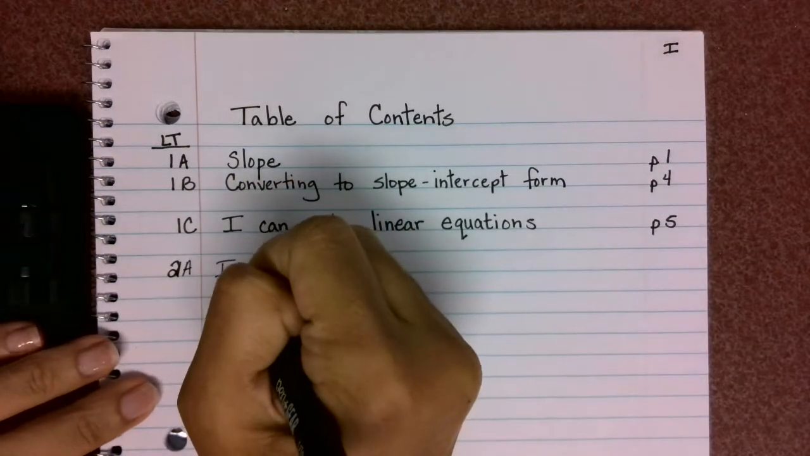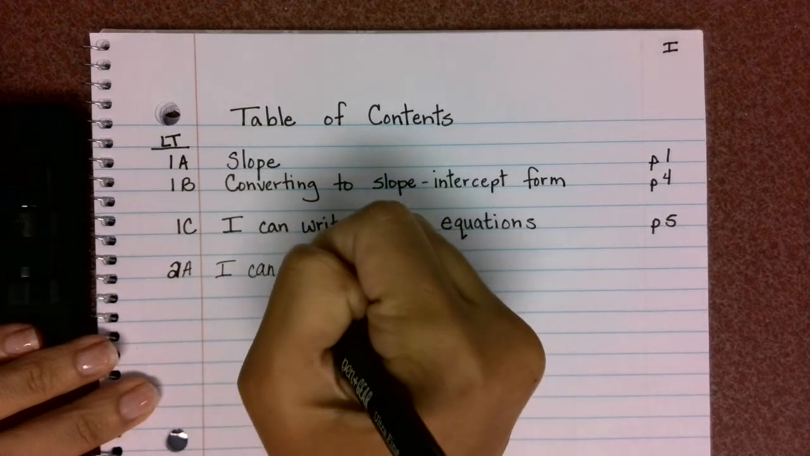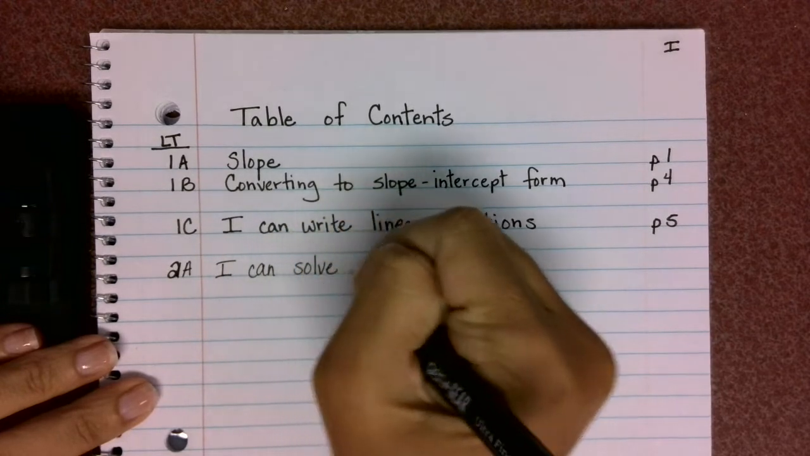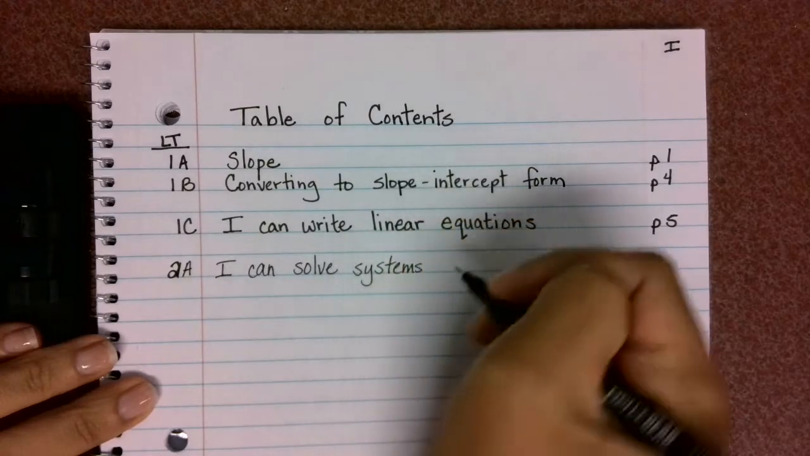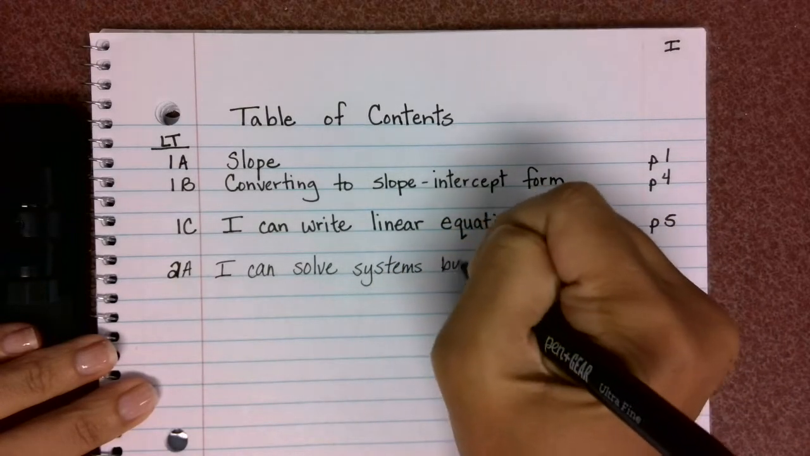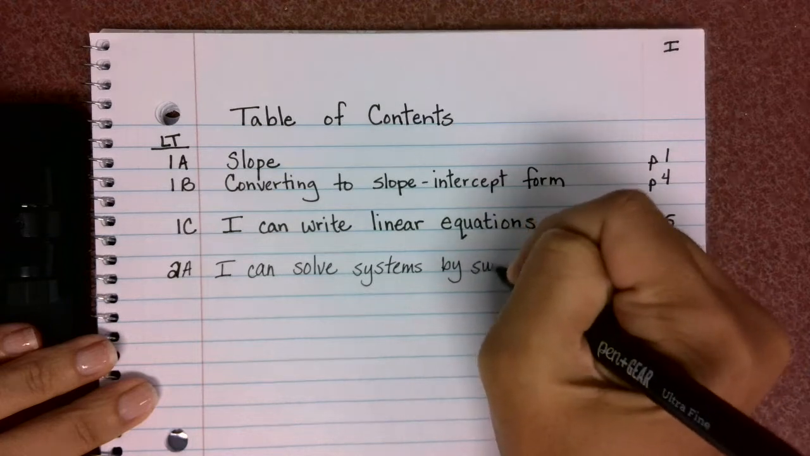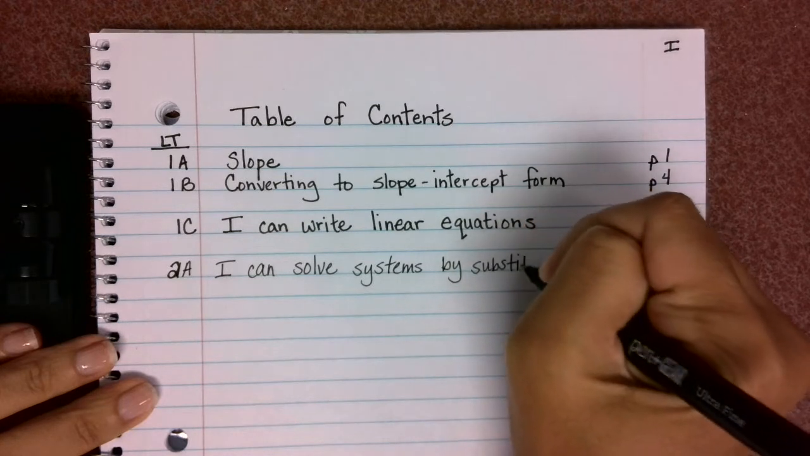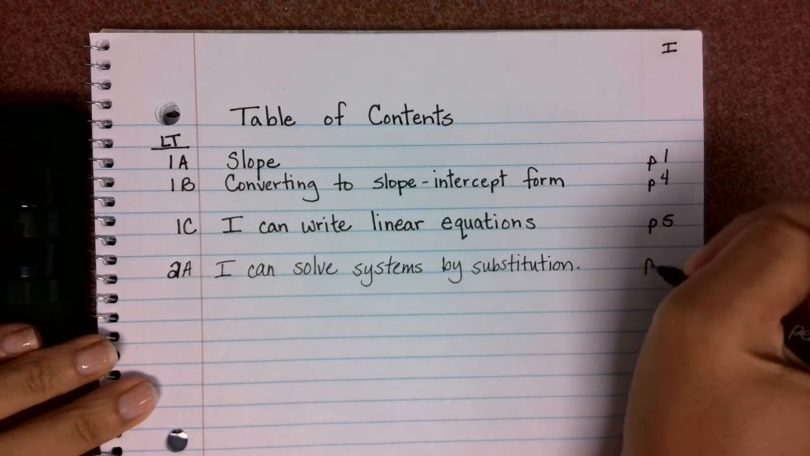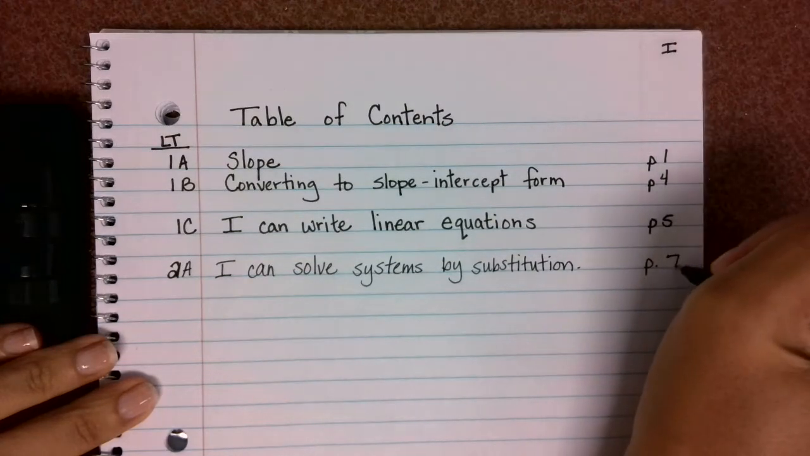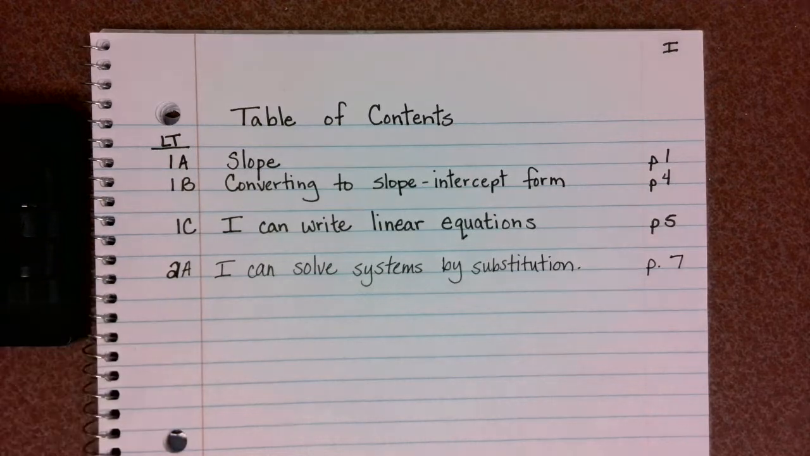2A. I can solve systems by substitution. And that's going to go on page 7. Page 7 of your notebook. I can solve systems by substitution. So let's go to that.